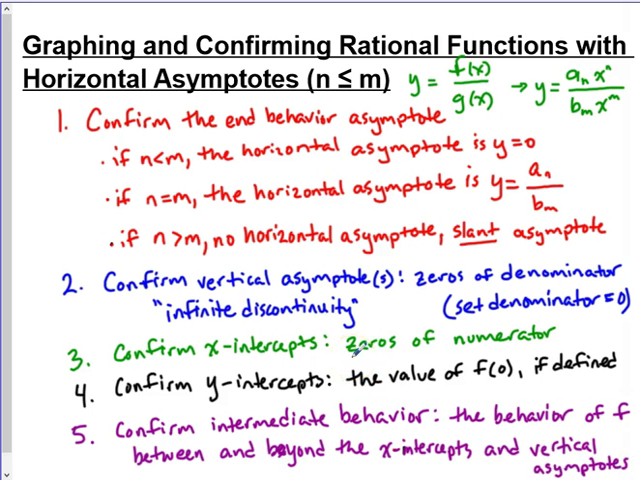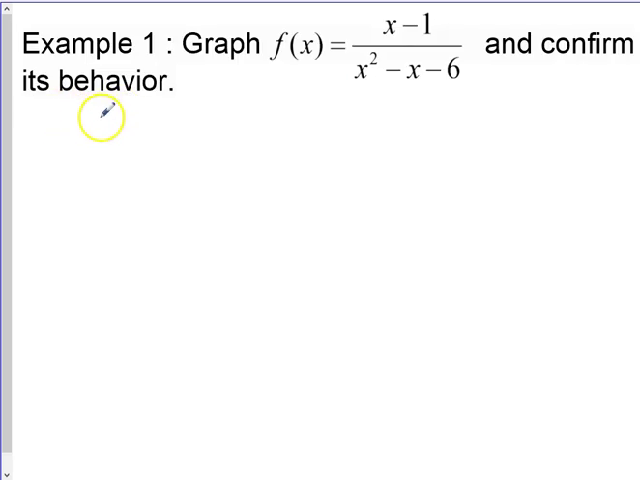Okay, now that we have laid out the steps for ourselves, let's proceed to do an example where we graph a rational function and confirm its behavior. I'll give you a chance to jot down this example. All right, so let's go through our steps. First, horizontal asymptote.